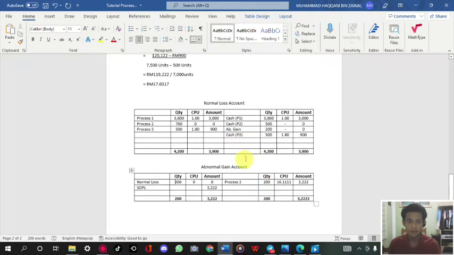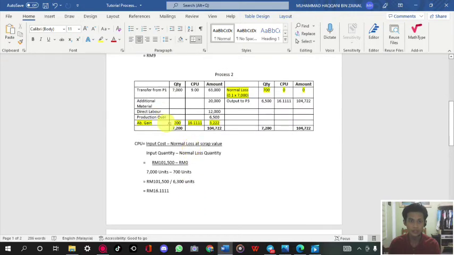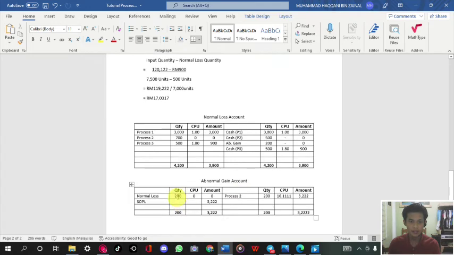We have the abnormal gain account, so we need to open it. For the credit side, we take from process 2, from its debit into the credit side. Then we take this 200 and add it into the debit side. From this, credit into the debit side. So the value will enter into SOPL.